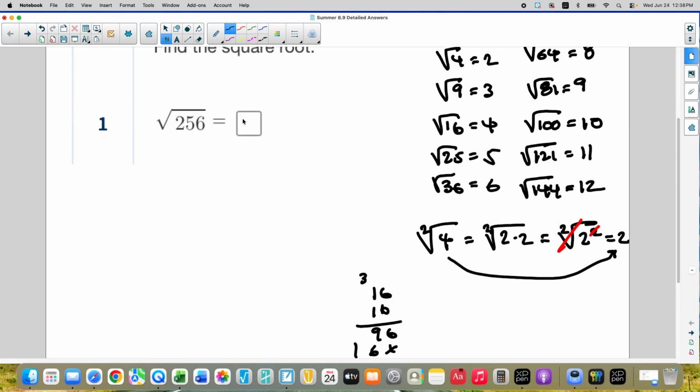Yeah. So square root. This can be written, again, there is an invisible 2 in there. Let's write it with the 2. We can write 256 as 16 times 16. And 16 times 16 can be written as 16 squared. The square and the square root will now cancel, leaving us with 16.